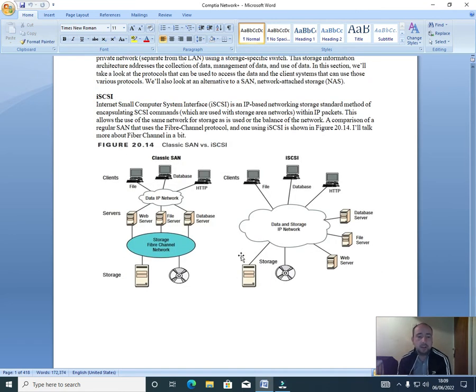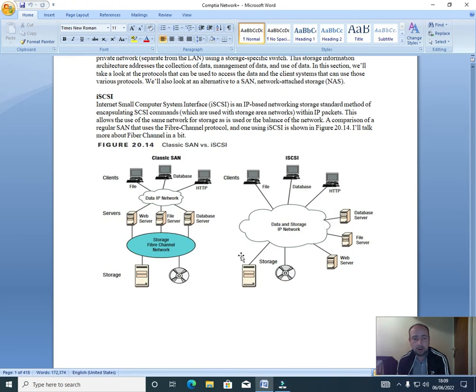iSCSI, Internet Small Computer System Interface, is an IP-based networking storage standard method of encapsulating SCSI commands, which are used with storage area networks, within IP packets. This allows the use of the same network for storage and for the balance of the network.